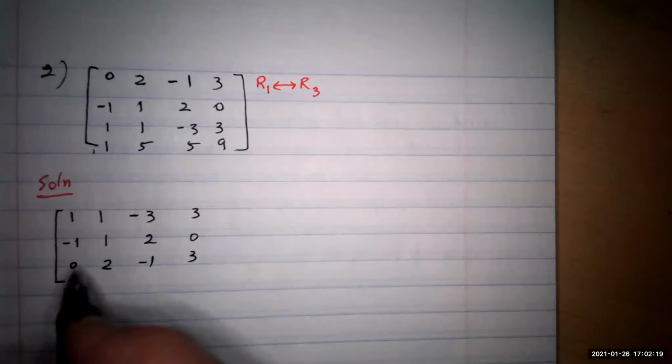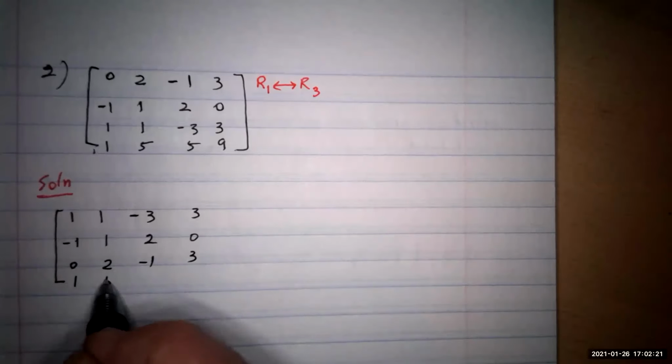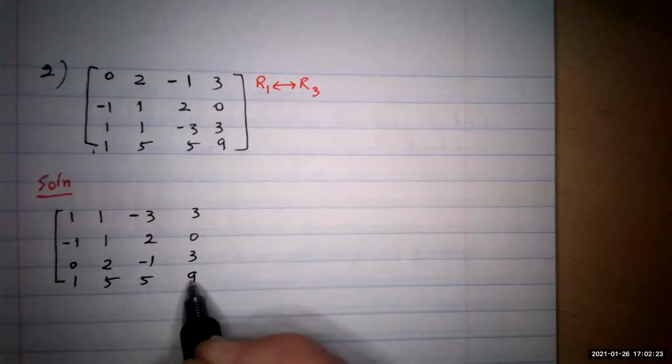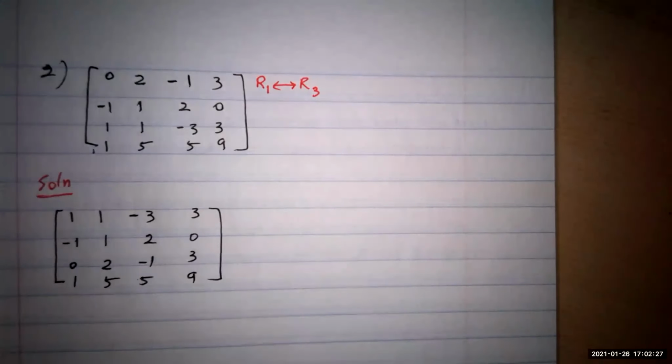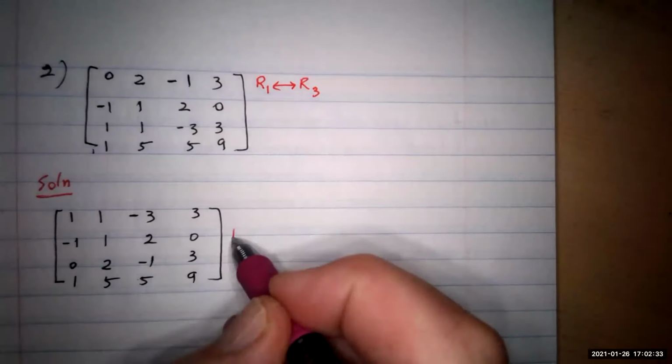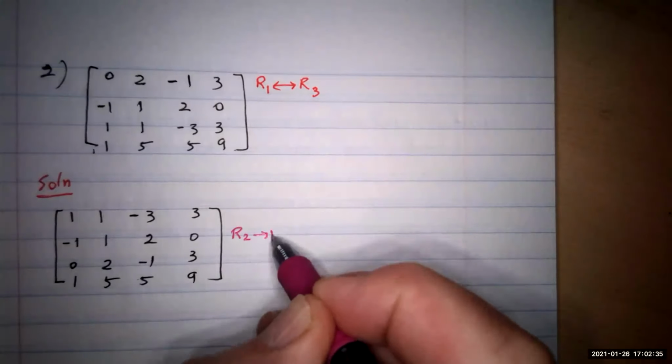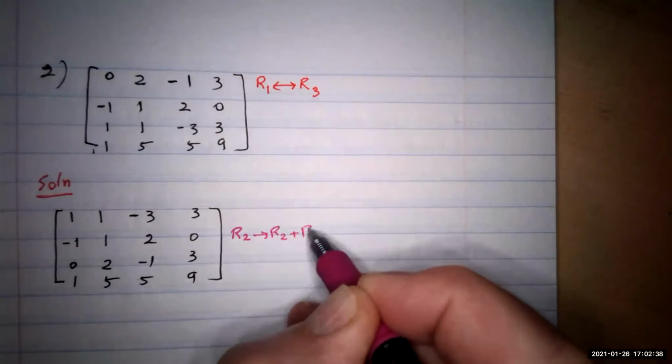Okay, and I have the 1, 5, 1, 5, 5, 9. Okay, so I got the 1. Now I have to change the other into the zeros. Okay, so I have to make this one into the 0. I add these two together. So the R2 would be R2 plus R1.